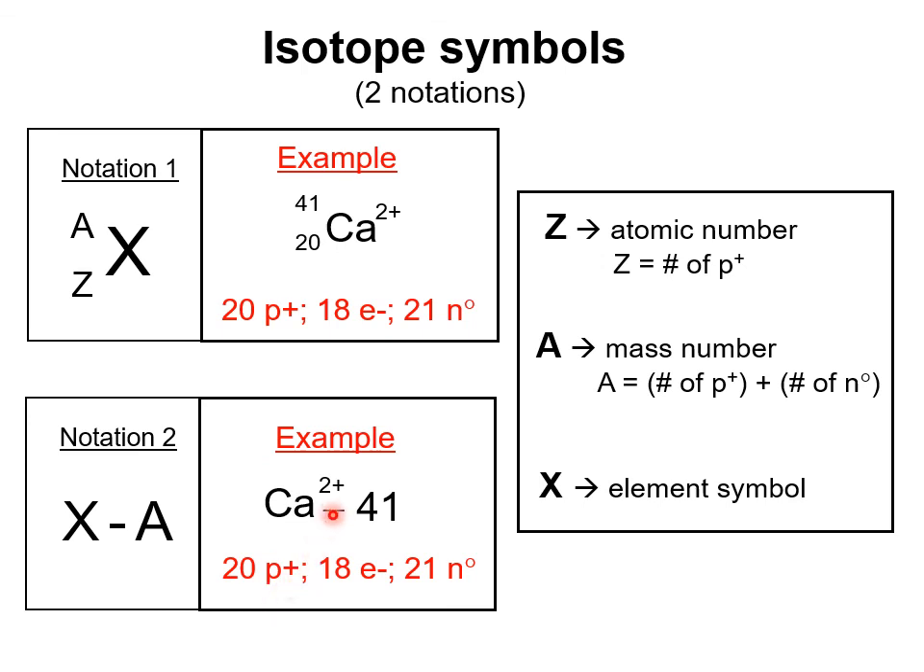Again, I know that there are 18 electrons since the charge is plus 2, right? That means there are 2 more protons than electrons. So there are 18 electrons if there are 20 protons. And since the mass number is 41, 41 minus the number of protons, which is 20, gives me 21, which is the number of neutrons.